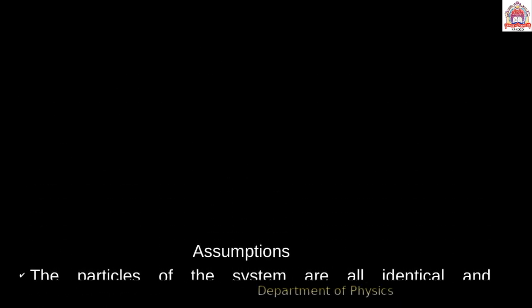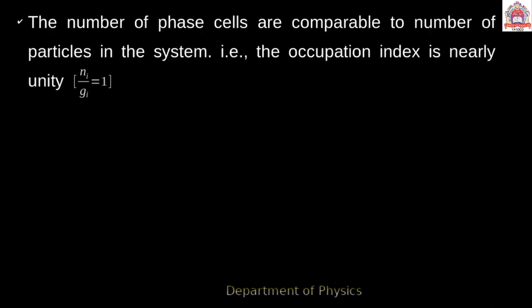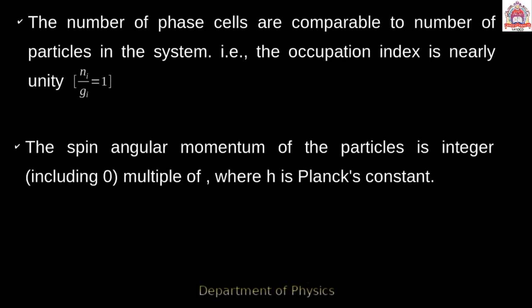The number of phase cells is comparable to the number of particles in the system. It means the occupation index is nearly unity, that is Ni over Gi is equal to 1. The spin angular momentum of the particle is an integer, including 0, multiple of h bar, where h is the Planck's constant.